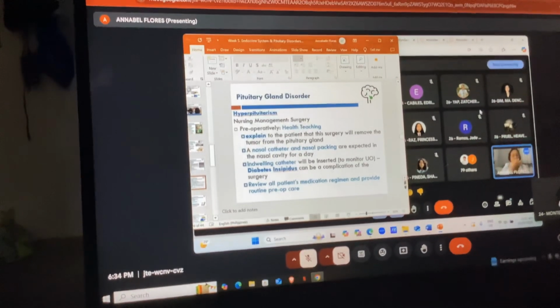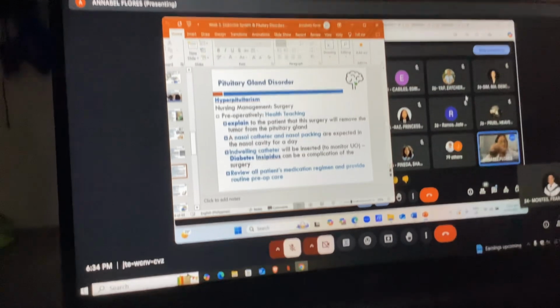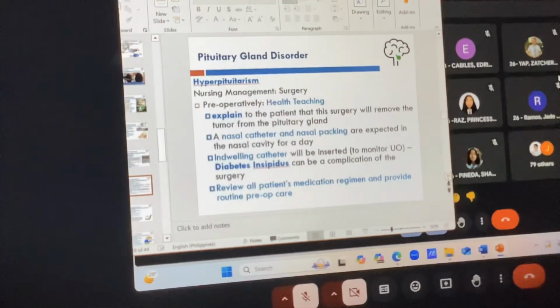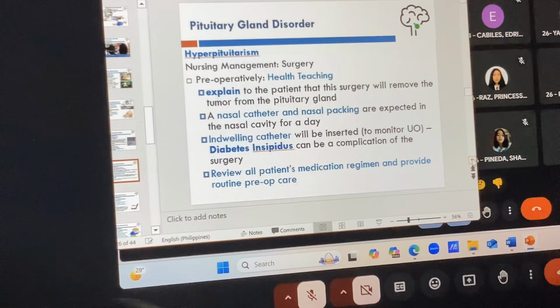Nasal packing, papasukan ng gasa yan. Okay? So, we will arrange for a very small cost. Yan ay ipapasok doon sa loob, so that the patient, okay, will not have bleeding and to absorb the bleeding from the operative side.